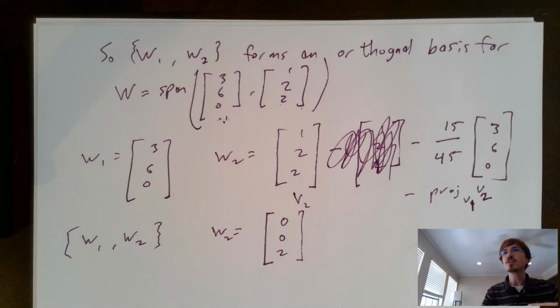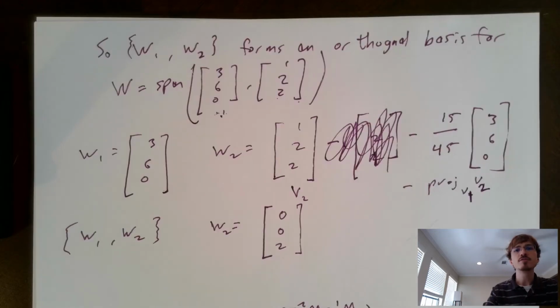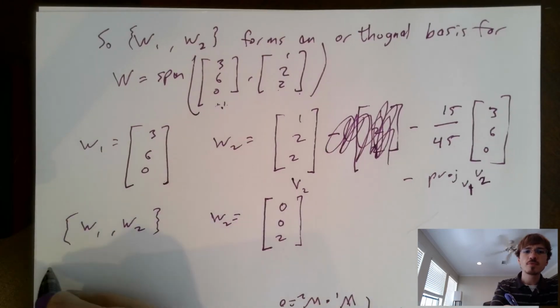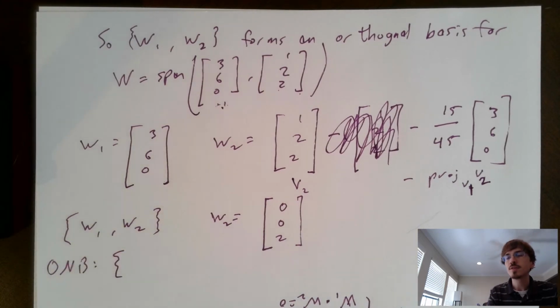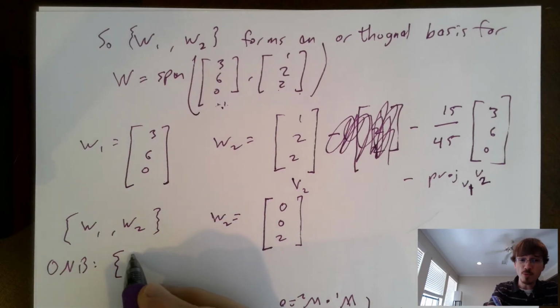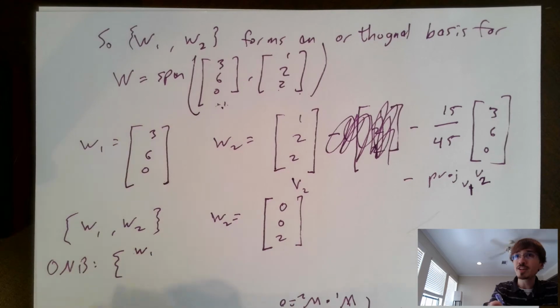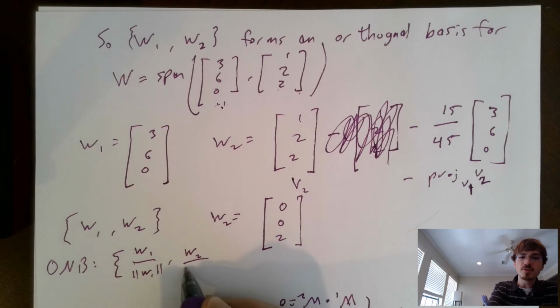How can we construct an orthonormal basis for this subspace W? Well, we have an orthogonal basis. All that we need to do is normalize the vectors now. So an orthonormal basis is the vector W1 divided by its magnitude, and the vector W2 divided by its magnitude.